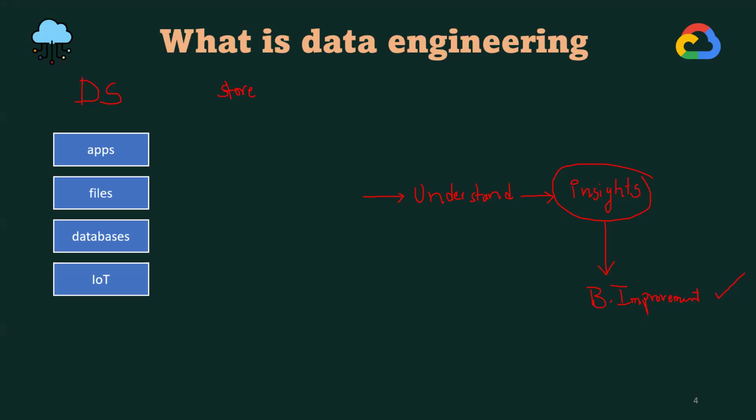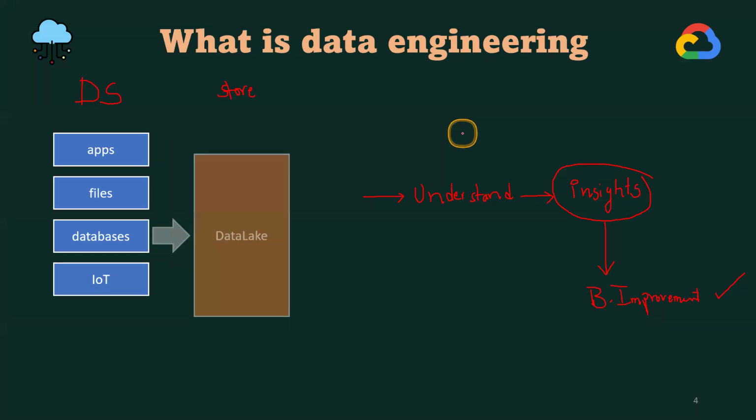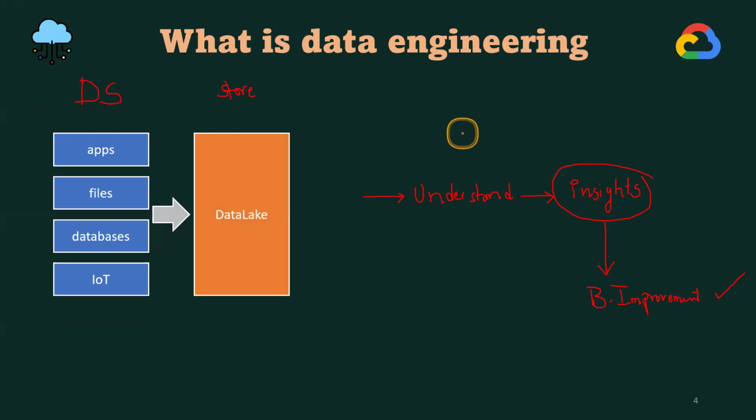Okay, so to do all of these things, if I wanted to analyze my data or understand my data, I need to have the data in a single location, isn't it? So that is the reason we extract the data from these multiple data sources and put it into the data lake. A data lake is a large, scalable repository which stores the data in the raw format.